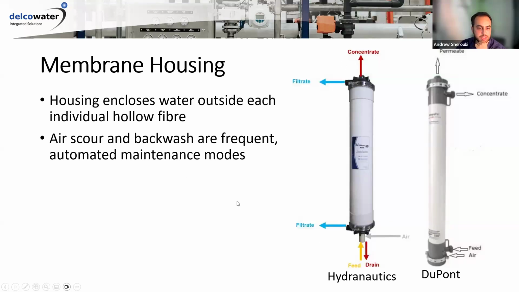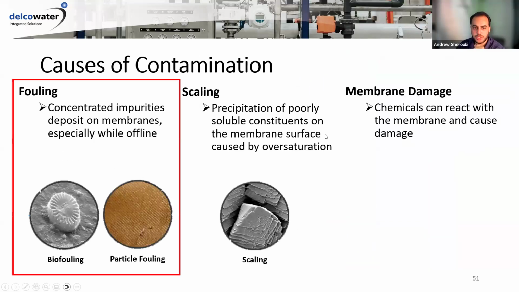Filtrate comes out, and then we'll talk about the modes of operation after we talk about contamination. So you saw the slide before with the spiral wound membranes. You can still get some scaling. You still definitely get membrane damage with specific chemicals, specifically chlorine. But the main thing that you're worried about is fouling when it comes to UF membranes.